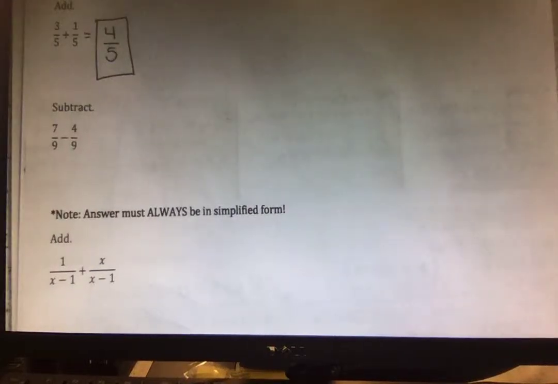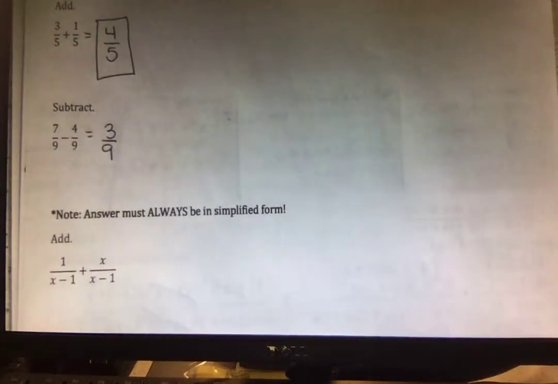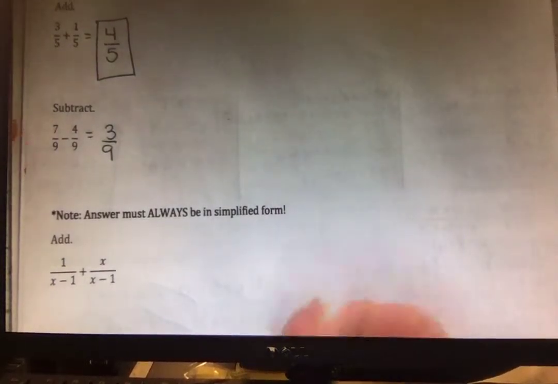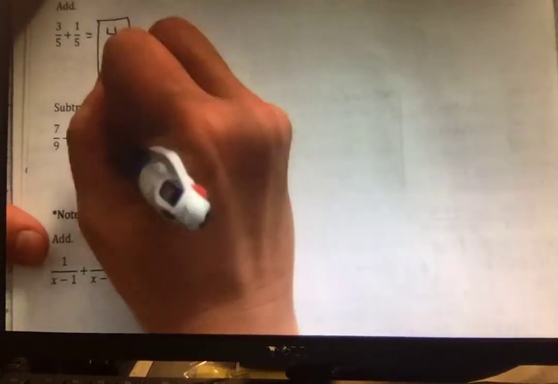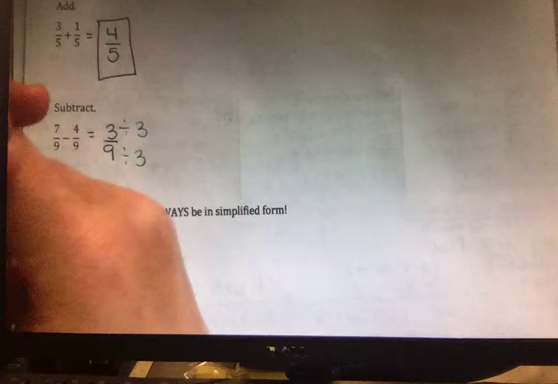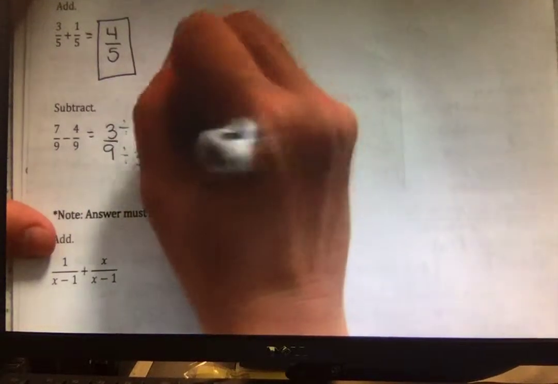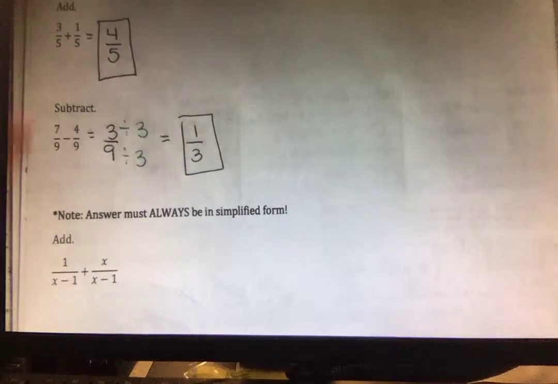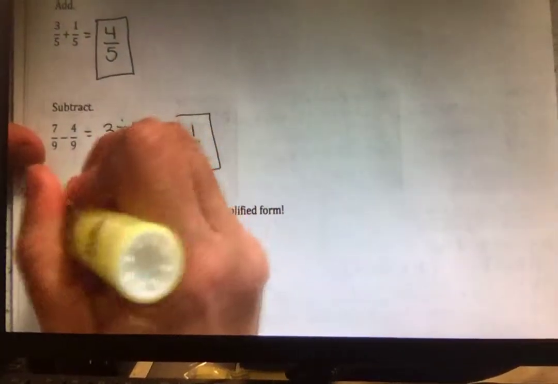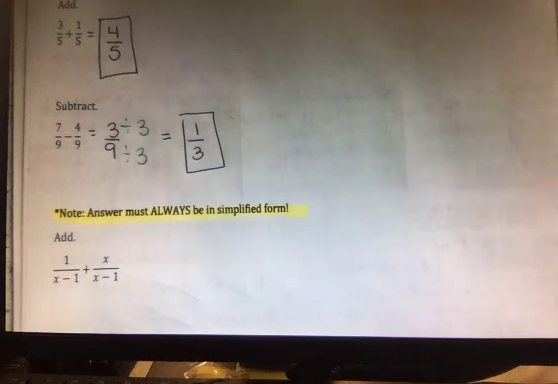Same thing for the next one. 7/9 minus 4/9. Are these like terms? Yes, they are both ninths. So if I have 7/9 minus 4/9, how many ninths are left over? 3/9. Simplify, good. So what do 3 and 9 have in common? 3, so we can factor or divide out a 3 from the top and the bottom. So our final answer is going to be 1/3. So notice that the final answer has to always be simplified.